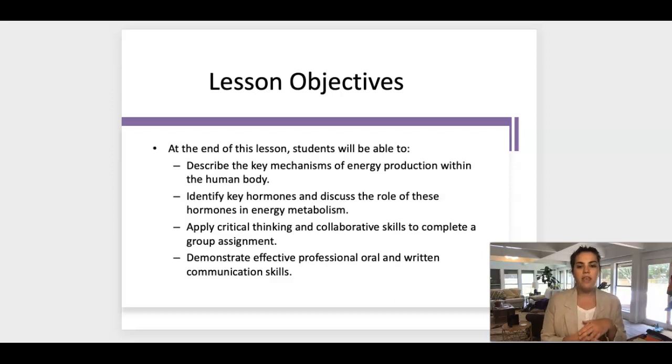semester. By the end of this lesson, you all should be able to describe those key mechanisms of energy production within all of the cells within the human body. You'll be able to identify those hormones that are involved with metabolism and discuss how each of those hormones plays a role in directing which way some of these metabolic processes can go. Then you're going to apply critical thinking and collaborative skills to complete a group assignment, actually a couple of group activities, and you'll also demonstrate effective professional oral and written communication skills through those group activities as well.